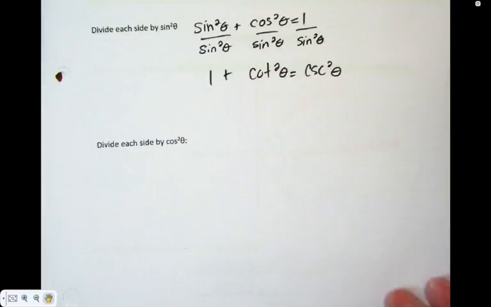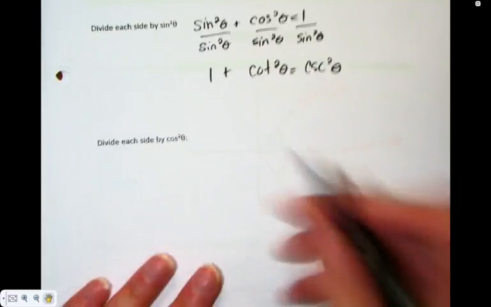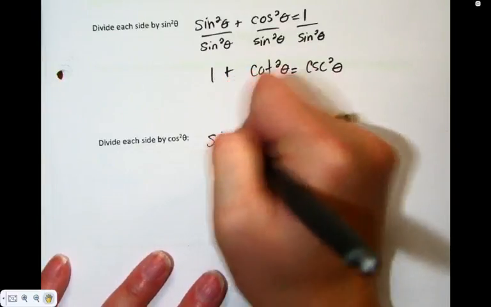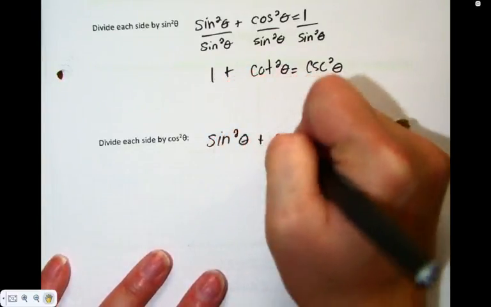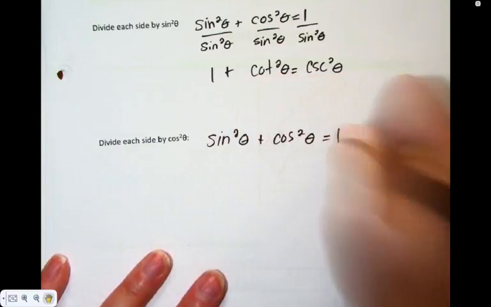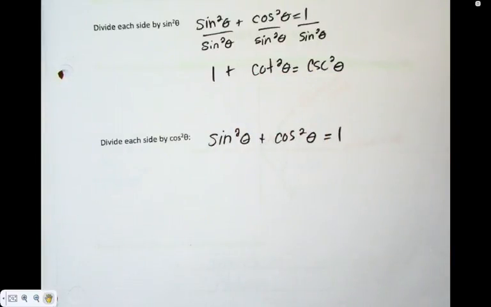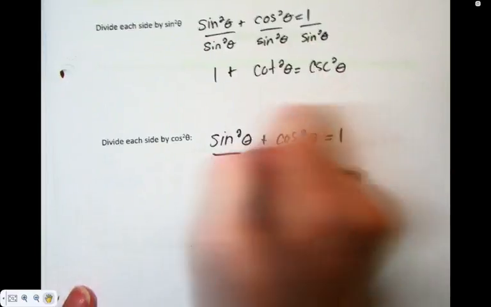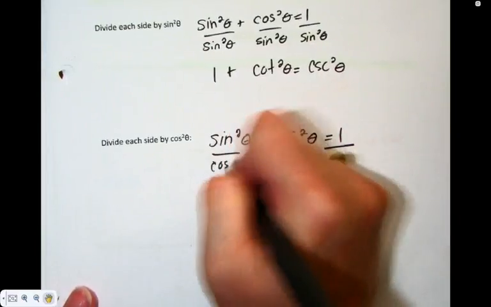Okay, well, let's go back to the original. And this time, instead of dividing by sine squared, let's divide by cos squared. Why? Because we can. So dividing everything by cos squared.